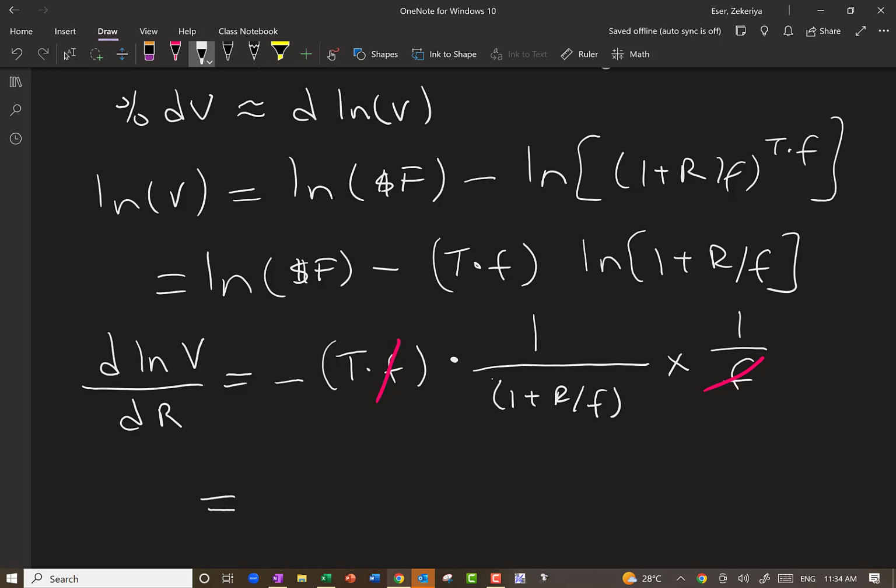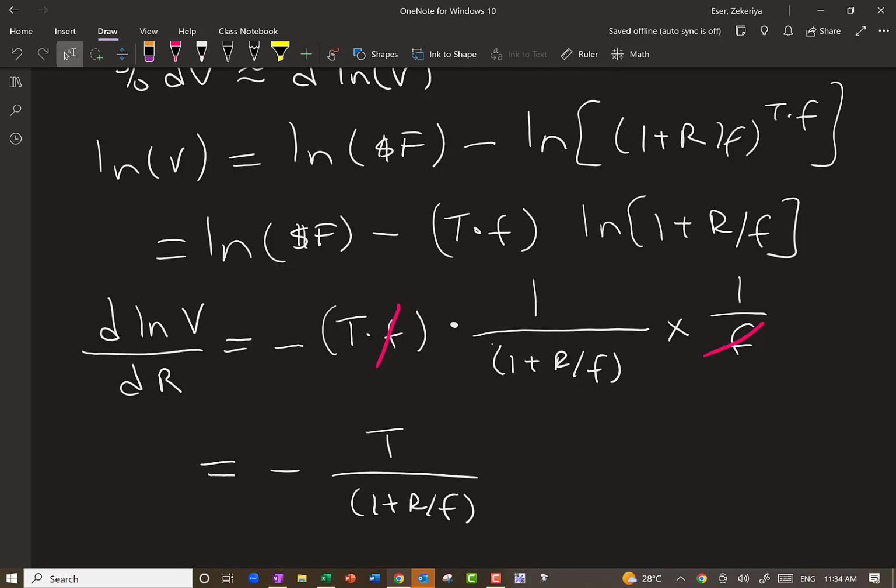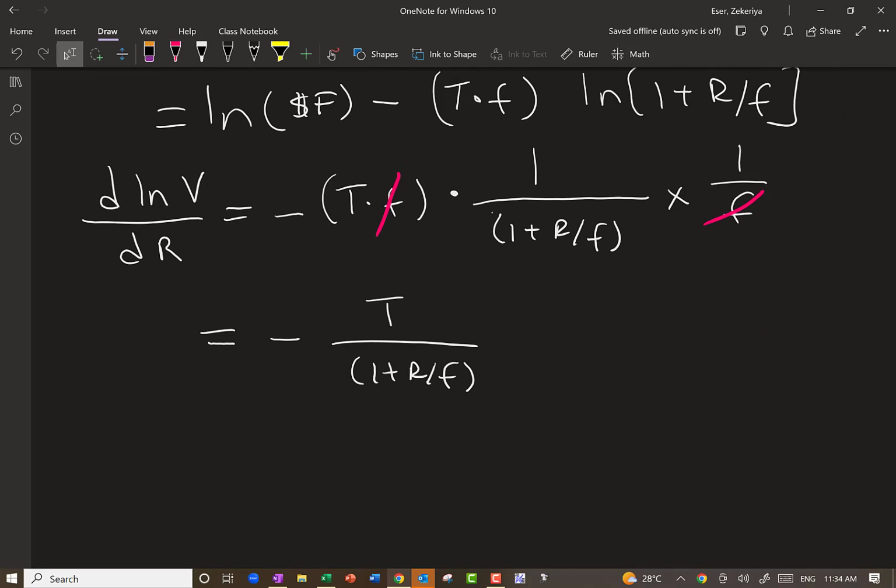But consider what that t is. That t is number of years until maturity. So this basically says, or if we rewrite this, d ln v, which is approximately percentage change in value, is equal to negative t divided by 1 plus r over f times change in the interest rate. Okay.